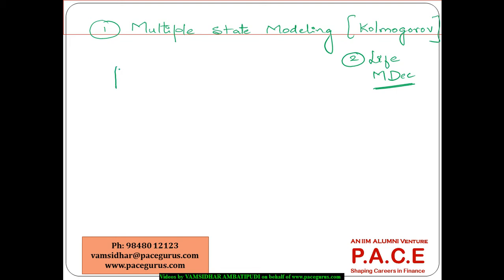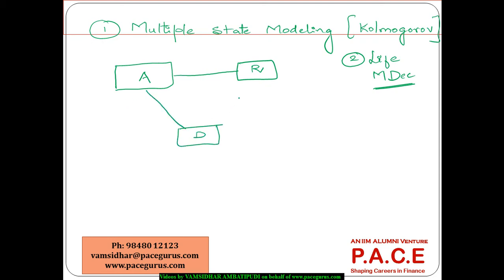So here let's say I talk about a three-state model, a very common application. A person is in an active state, and he may move either to a retired state or to a death state. The same could be talked about with respect to sickness also. Instead of retired, I can bring in sickness.